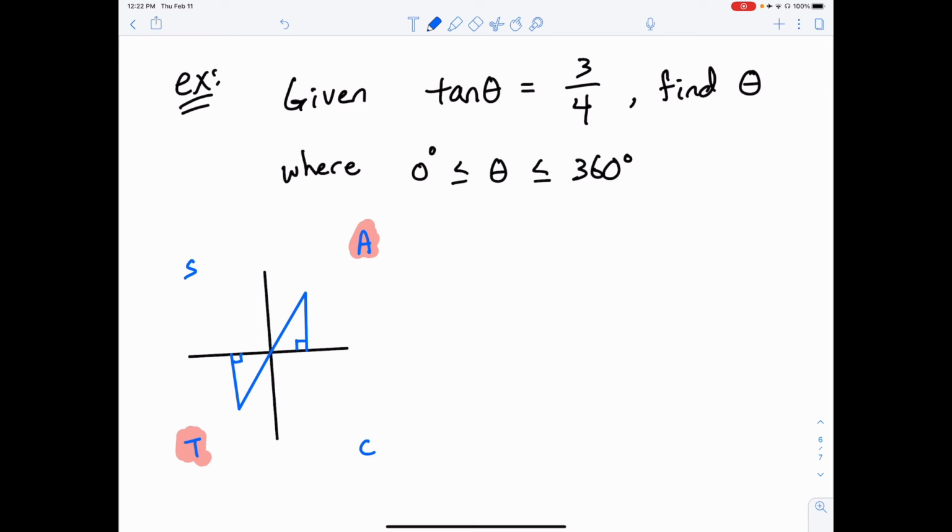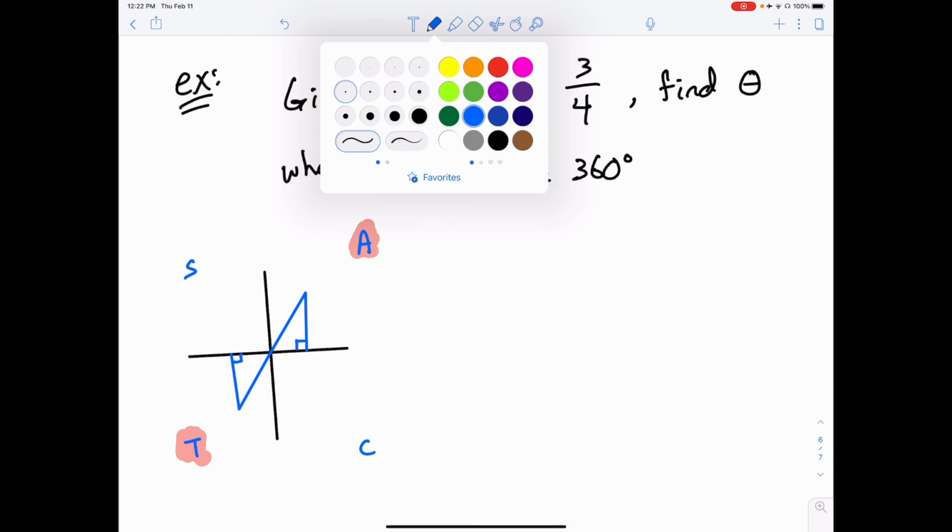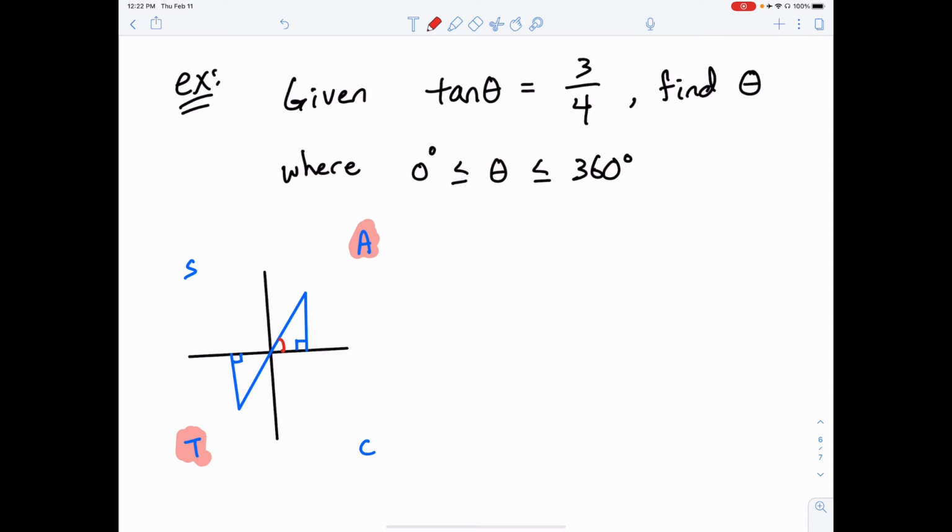So now we know that we're looking for this angle here, and also this angle here. So your two answers are going to be in quadrants 1 and 3. So again, you can first solve for theta, given that tangent theta is equal to 3 over 4. Again, what you can do here is just take inverse tangent of both sides. So theta would equal inverse tangent of 3/4.